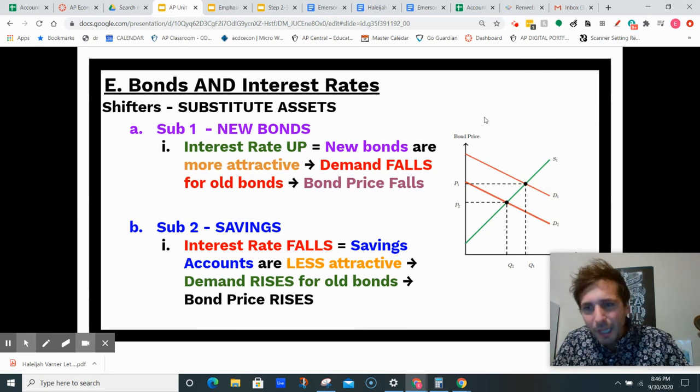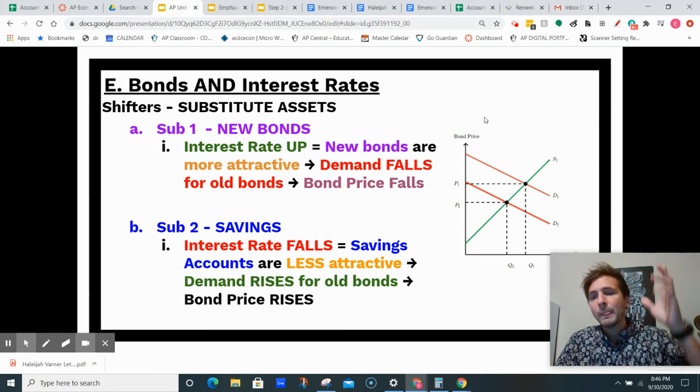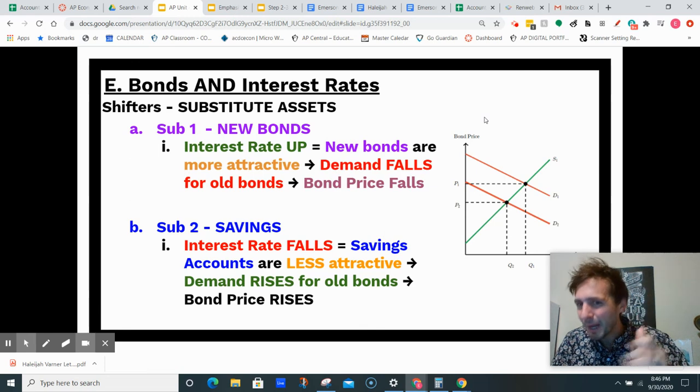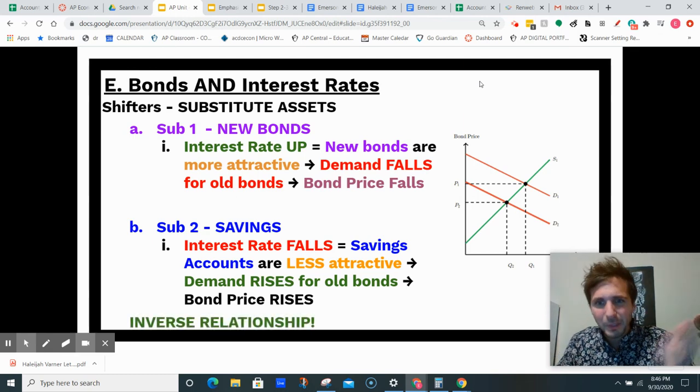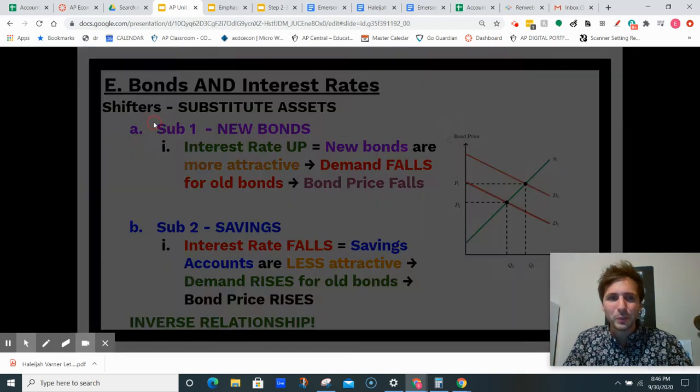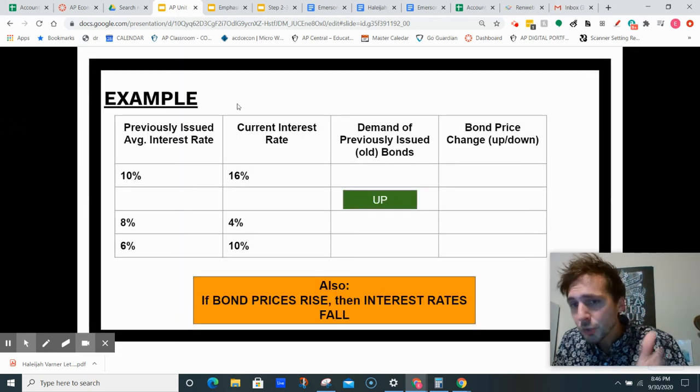Again, it's a little complicated, the logic there, but if all you remember is when interest rates rise, bond prices fall. When interest rates fall, bond prices rise. You're going to be in pretty good shape. That's that inverse relationship we're talking about. Let's try an example of this.